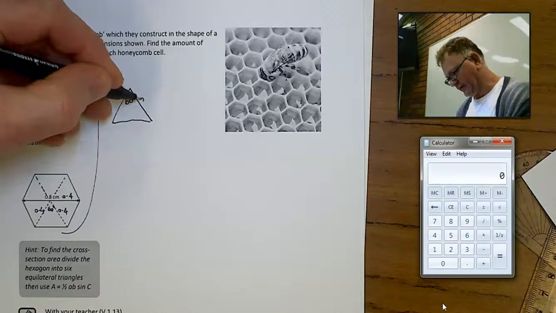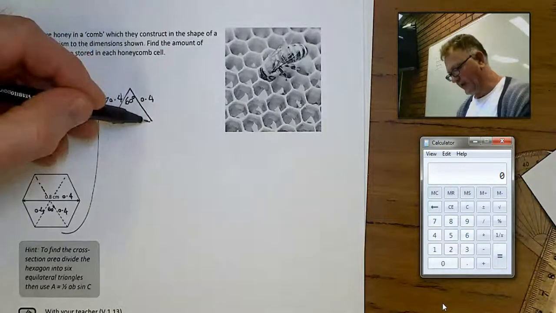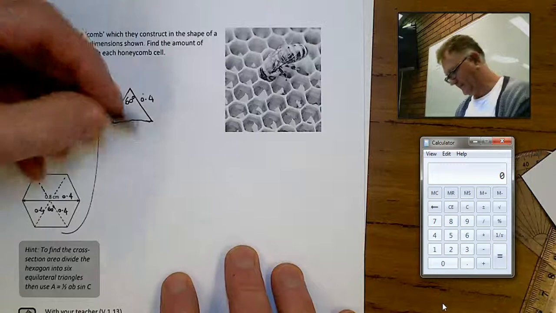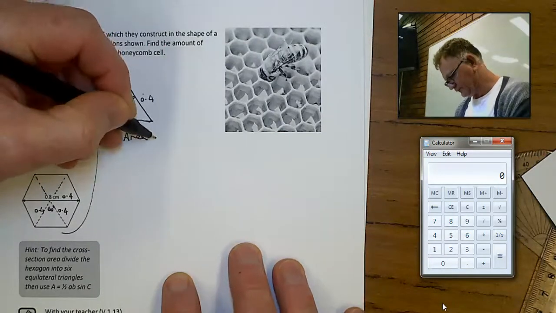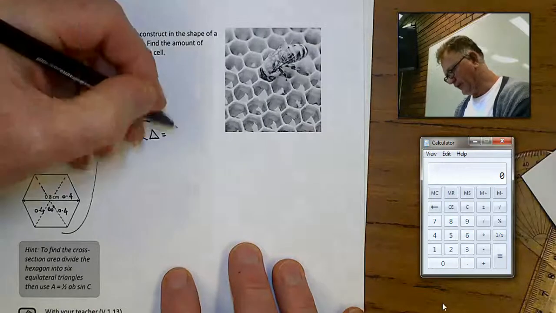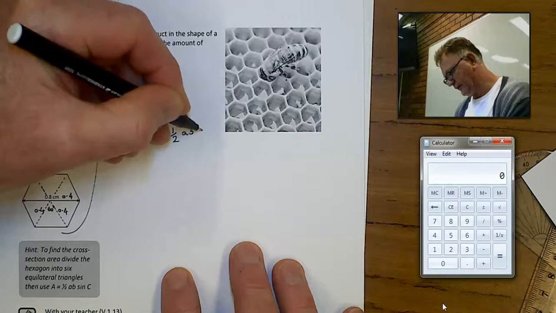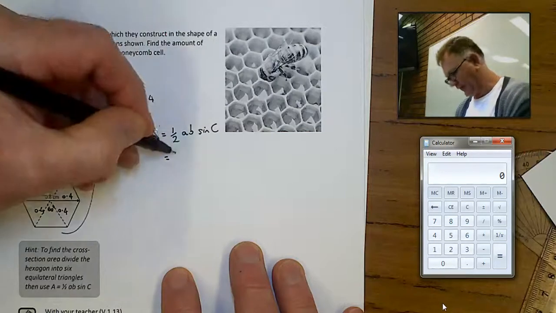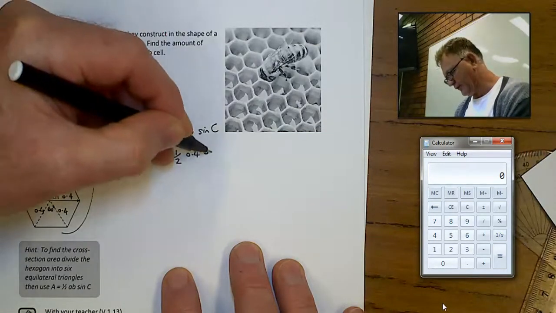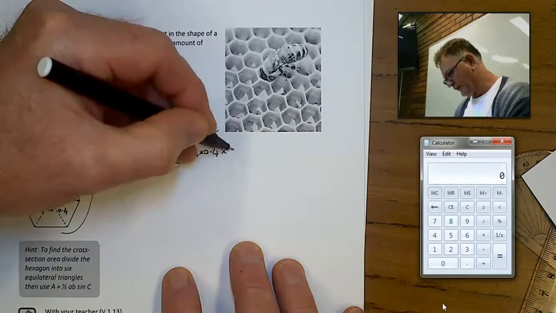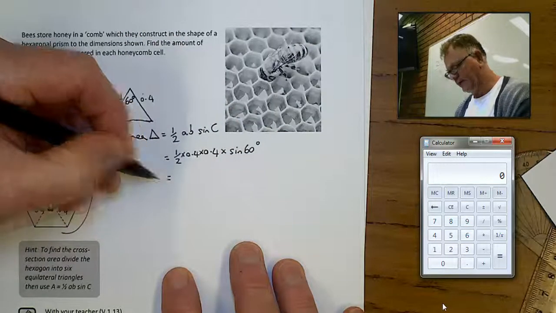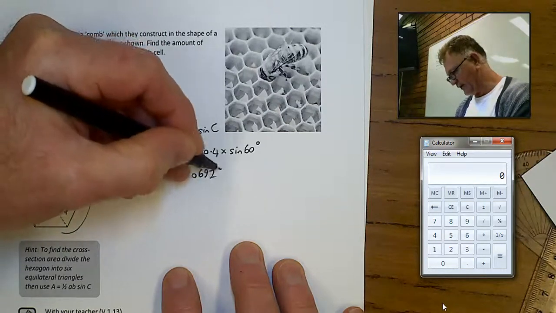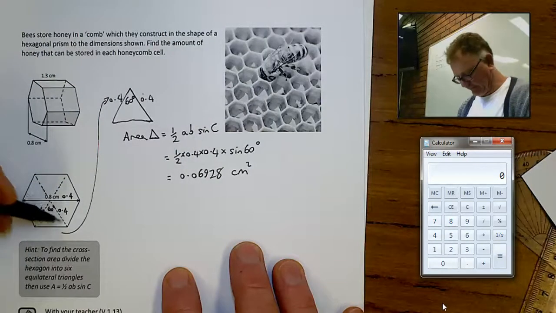60 degrees and 0.4, 0.4. We've got a formula which will work out the area of a triangle if you know two sides and the angle between them. So the area of a triangle is equal to half ab times the sine of angle C. Can you remember that one? A and B are two sides, and C is the angle in between them. So it's a half times 0.4 times 0.4 times the sine of 60 degrees. Now you can check this on your calculator, but I've done it beforehand and it worked out to be 0.06928 centimetres squared for the area of this little triangle.